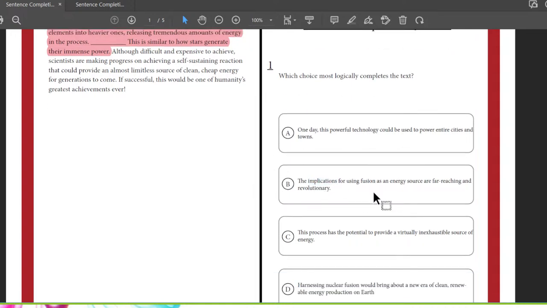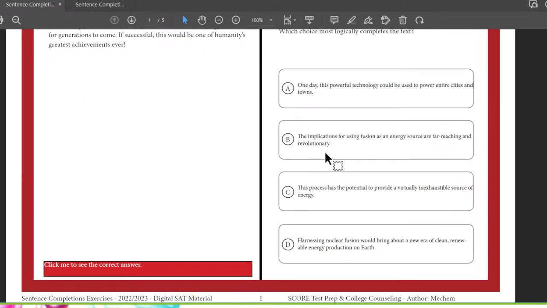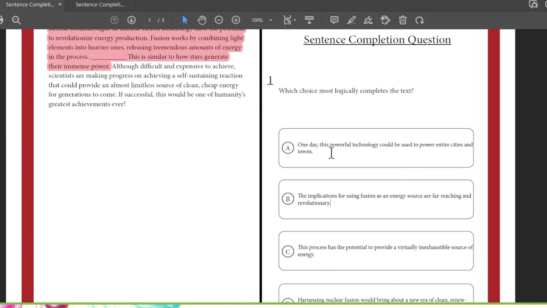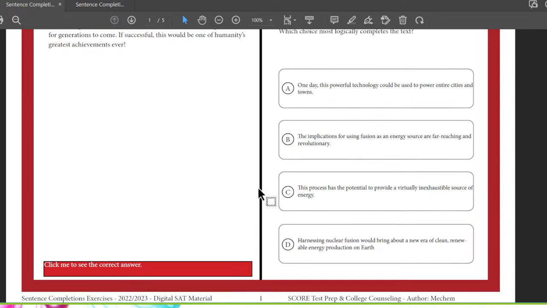So I think implications and powering entire cities doesn't quite work here. I don't feel like that's the right answer, because that's getting into more like the consequences of it. And we're not done explaining it. So I need to stay with explanation. Process has the potential to provide a virtually inexhaustible source of energy.